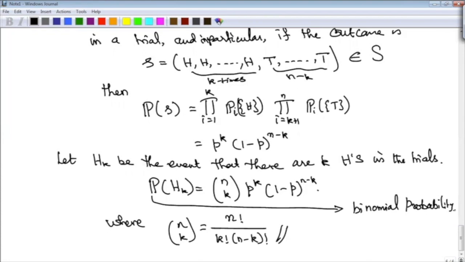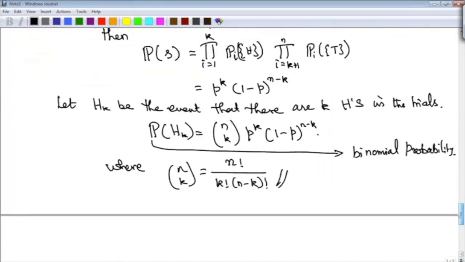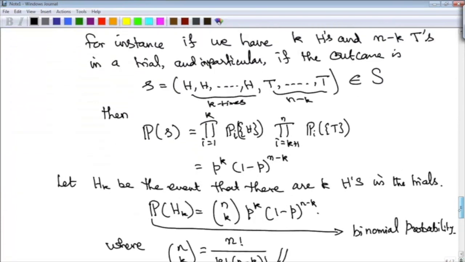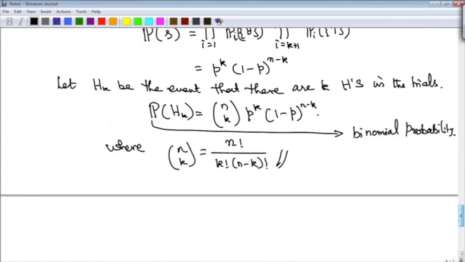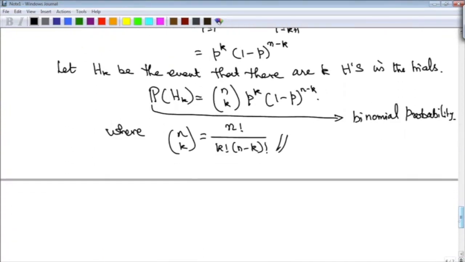Okay, so we started with the Bernoulli trials, and we have derived the binomial probability for it. That's very interesting and quite commonly used in many applications, and it's a good example of a product space that we studied in the last lecture. So let me give a simple example.